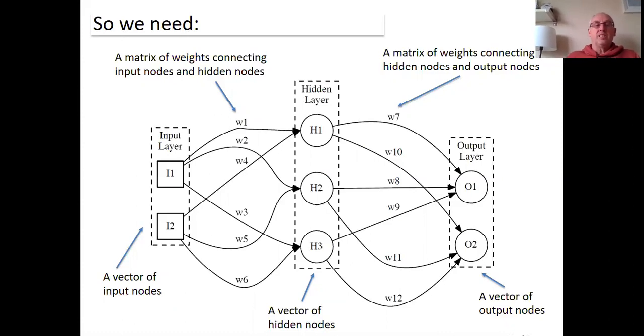A matrix of weights connects the input nodes and the hidden nodes. And you can see that that has dimensionality of 6 because there are 3 nodes in the hidden layer and 2 in the input layer. And then we have another 3 by 2 matrix of weights connecting the hidden nodes and the output nodes.